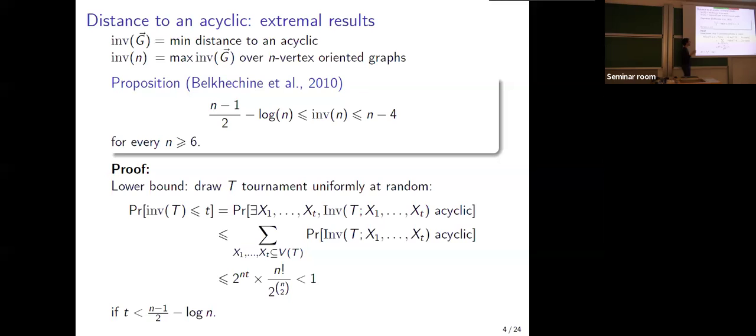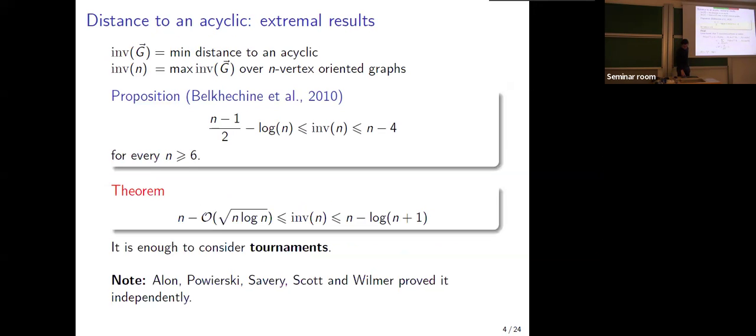The probability that a random tournament is acyclic is the number of acyclic tournaments divided by the number of tournaments, and so this is n factorial divided by 2 to the n choose 2. And this probability is smaller than 1 if t is smaller than (n-1)/2 minus log n. So in particular, there exists a tournament such that the inversion number is larger than t.